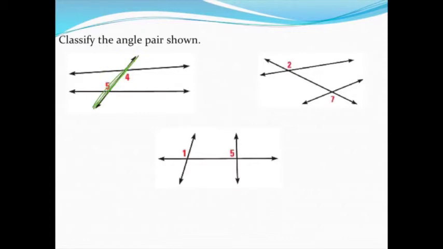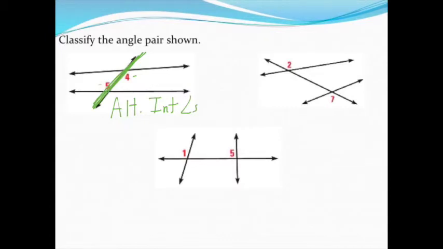Remember, your transversal is the line that cuts across, so there's my transversal. I can see that both of my angles in this first example, 4 and 5, are interior. So I know I've got at least one of the interior angles, and I can see that they are on opposite sides of the transversal. One's on the left, one's on the right. So that must tell me I've got alternate interior angles in this first example.